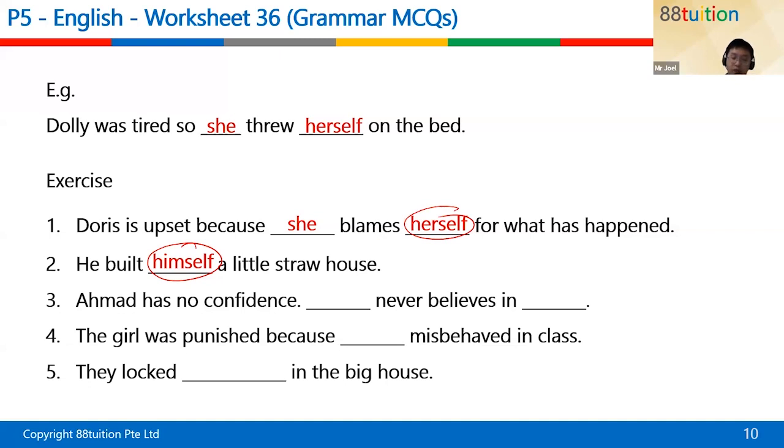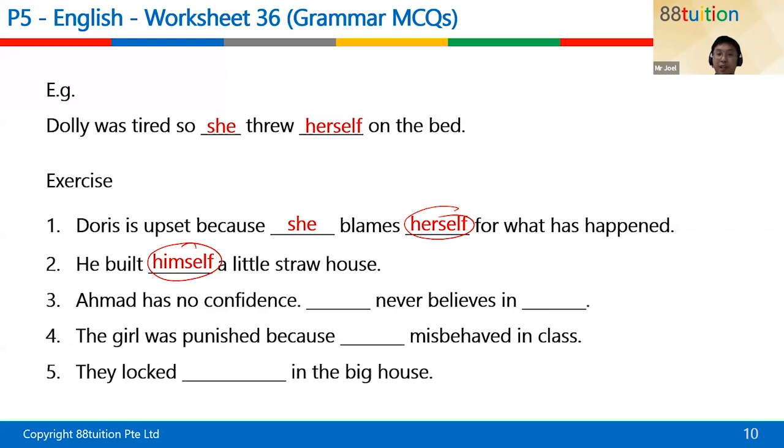Ahmad has no confidence. What never believes in what? Ahmad is a boy's name, right? Yes, Regina. Very good. Number 2 is himself. That's right, Jianing. He, that's right, Marco and Emma. Very good. That's right. Jai and Sarah, he and himself. So you can just type your answers to me in the chat group, in case you're not sure what's going on.